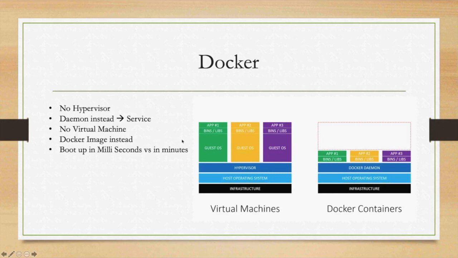That's what I've written here. With Docker, we don't have virtual machines, but we have Docker images instead. The main advantage is that we use less space, we use less power of our OS, and we can boot up Docker containers in milliseconds versus virtual machines that take up to seconds or even minutes to boot up, basically.